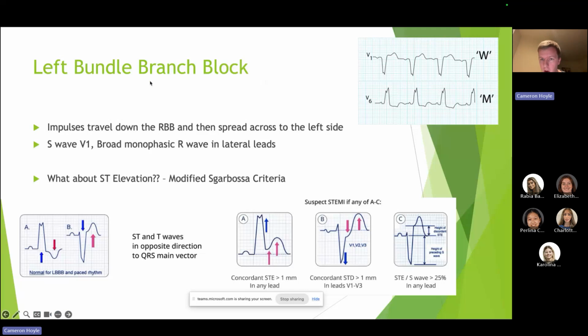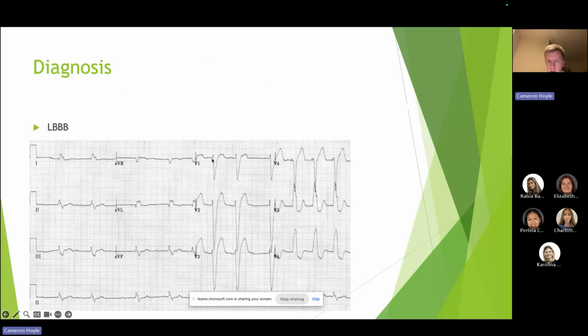So left bundle branch block, you'll see in the textbooks is this W and M thing. In V1 it looks like a W, and in the lateral leads the QRS complex looks like an M. You get a small R wave followed by a really big S wave in the anterior leads, and sort of the opposite in the lateral leads.